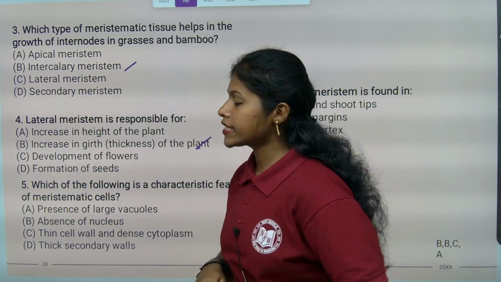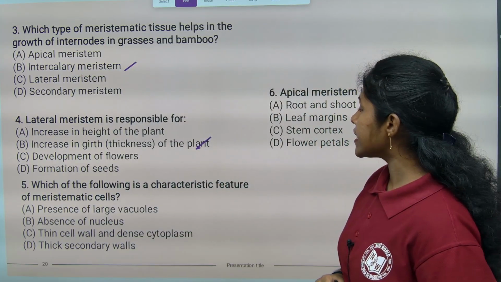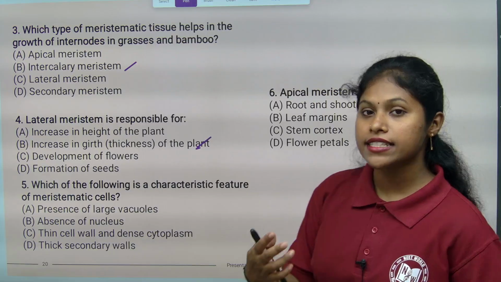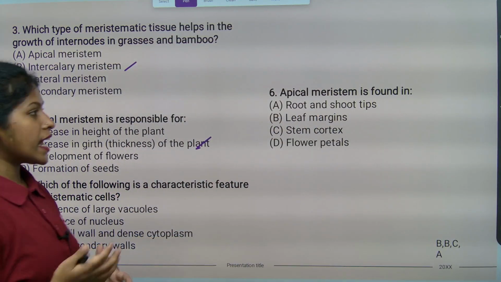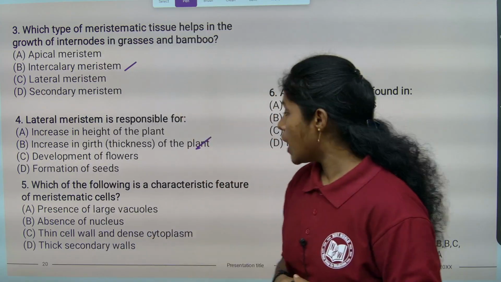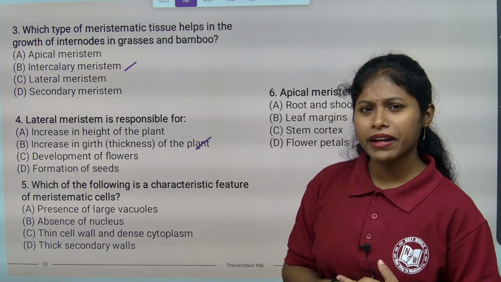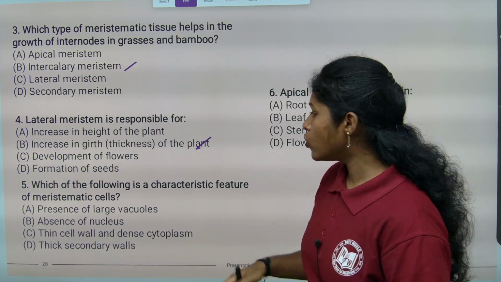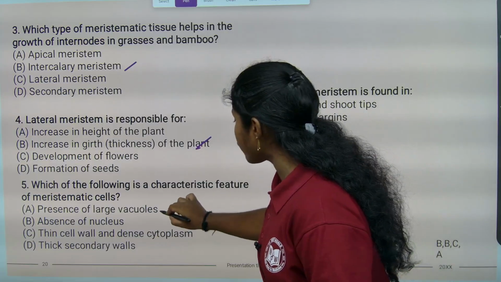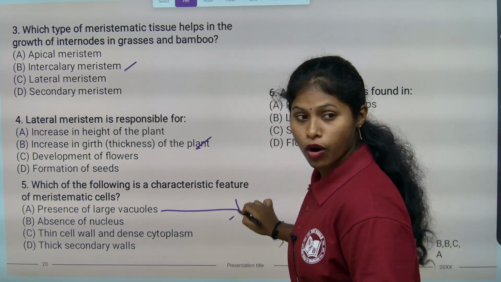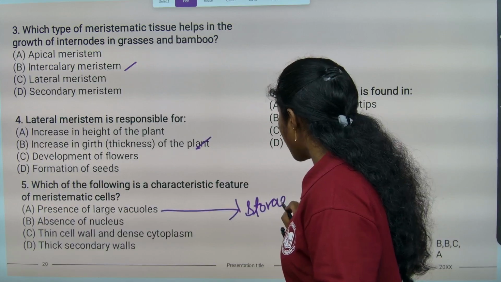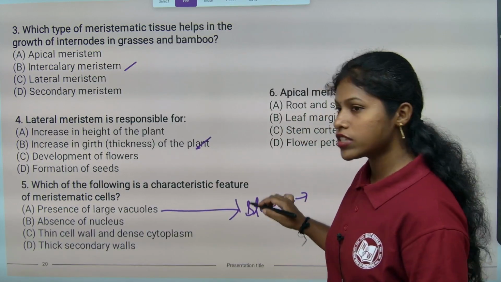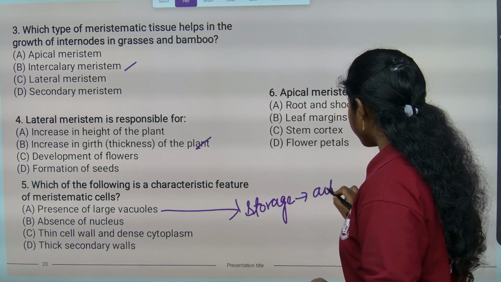Coming to the next question, children: which of the following is a characteristic feature of meristematic cells? Presence of large vacuoles. Do meristematic cells have large vacuoles, children? No, because there is no formation of storage. There is no point of storage because they are actively dividing cells.